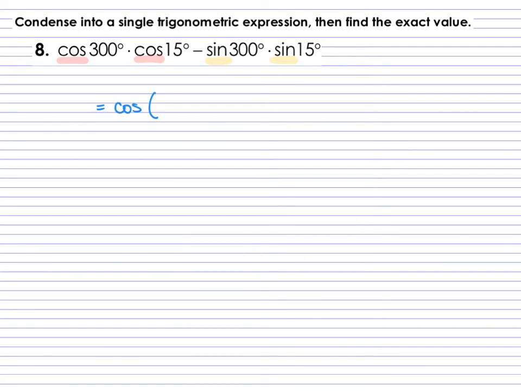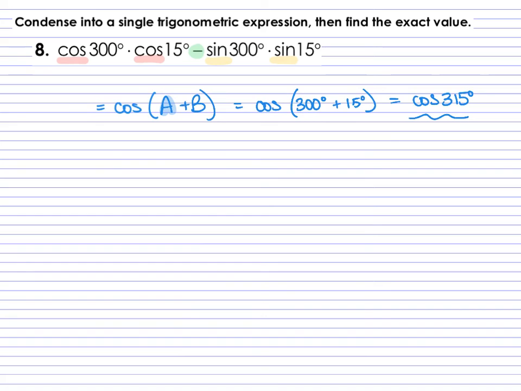Now I need to go back and figure out, am I adding or subtracting? So here between the two products, I have a minus sign. Because I have a minus sign, I know that's going to be the cosine of A plus B. It's the opposite for the cosines and it's the same for the sines. So using this expression, I'm going to have the cosine of 300 degrees plus 15 degrees, or the cosine of 315 degrees.